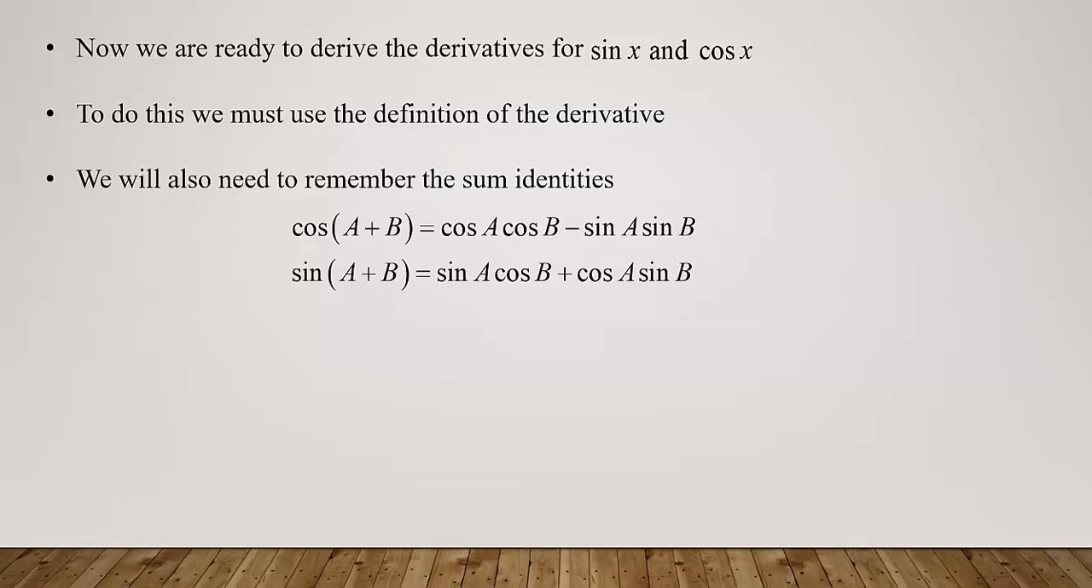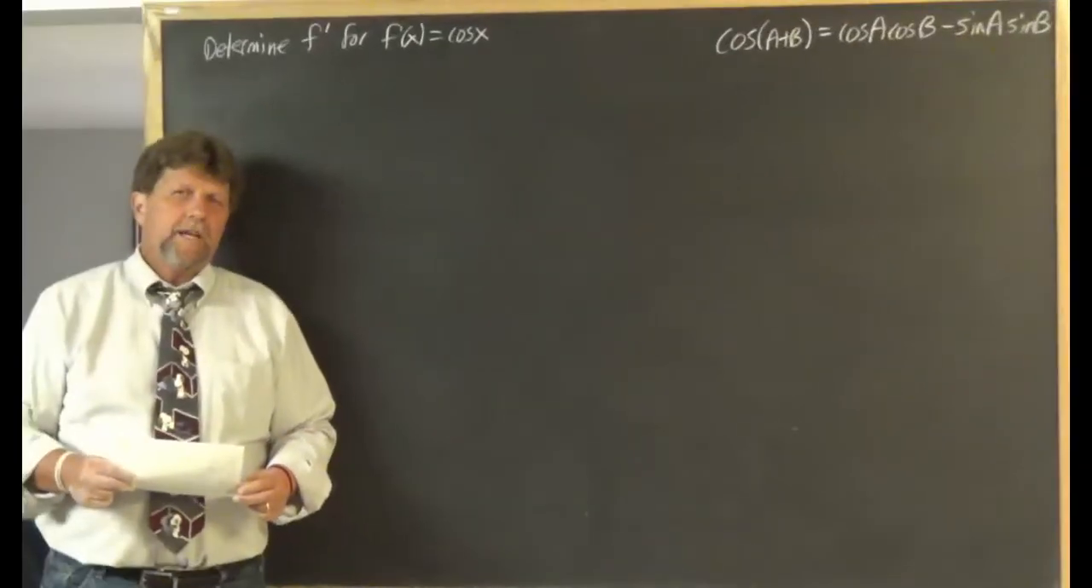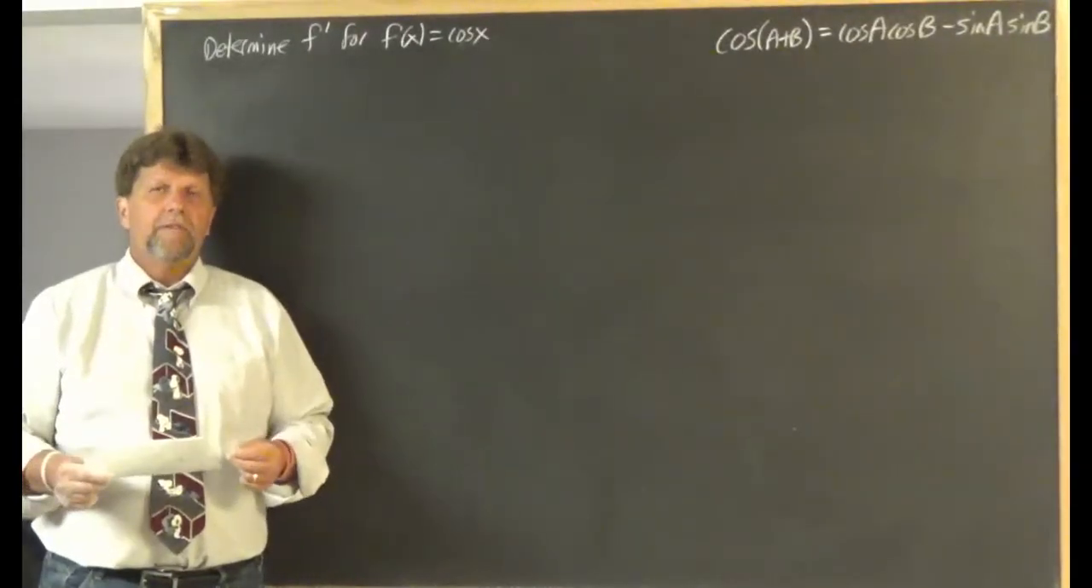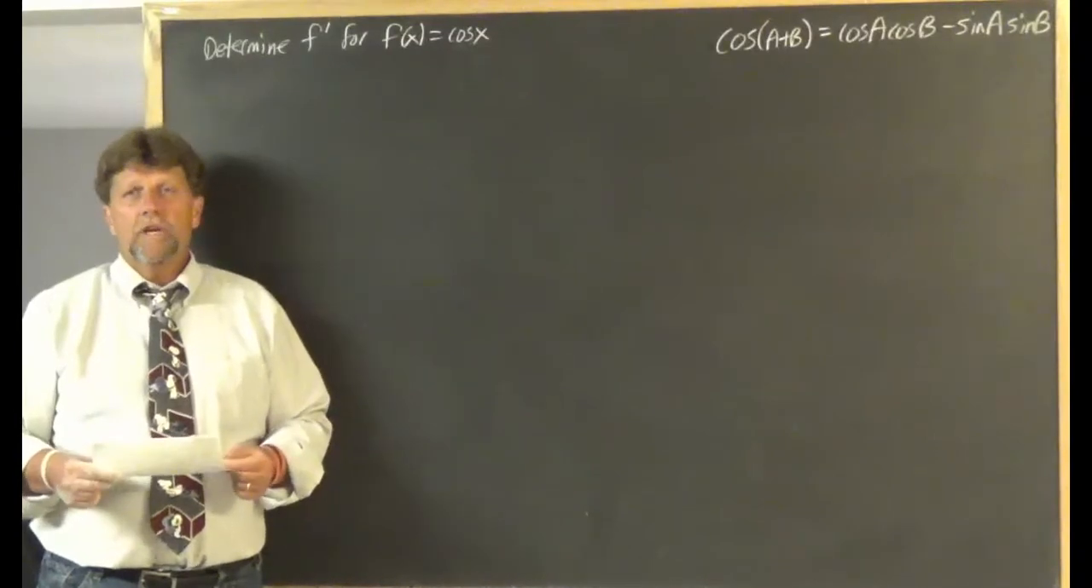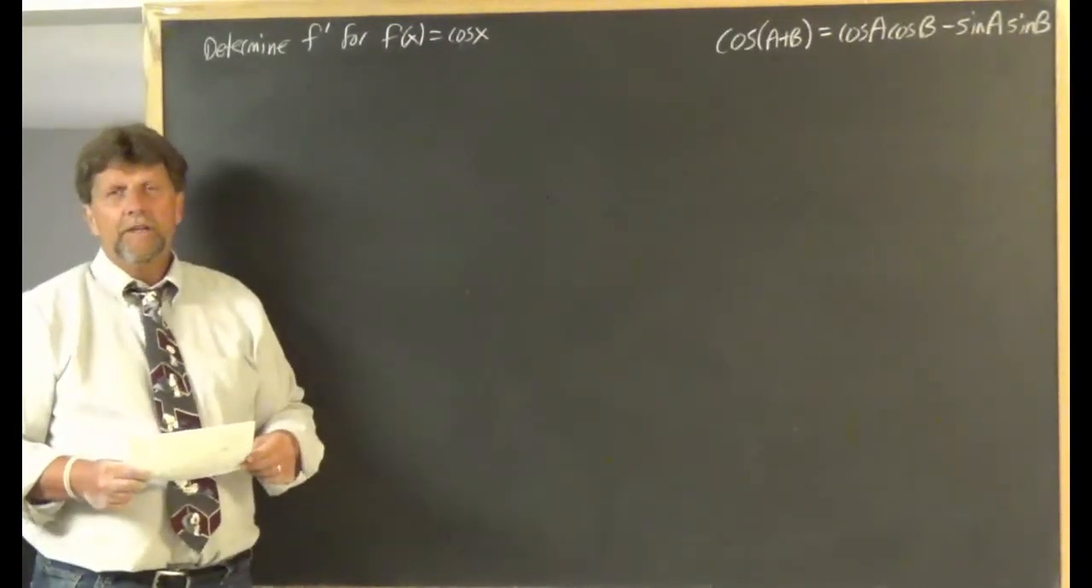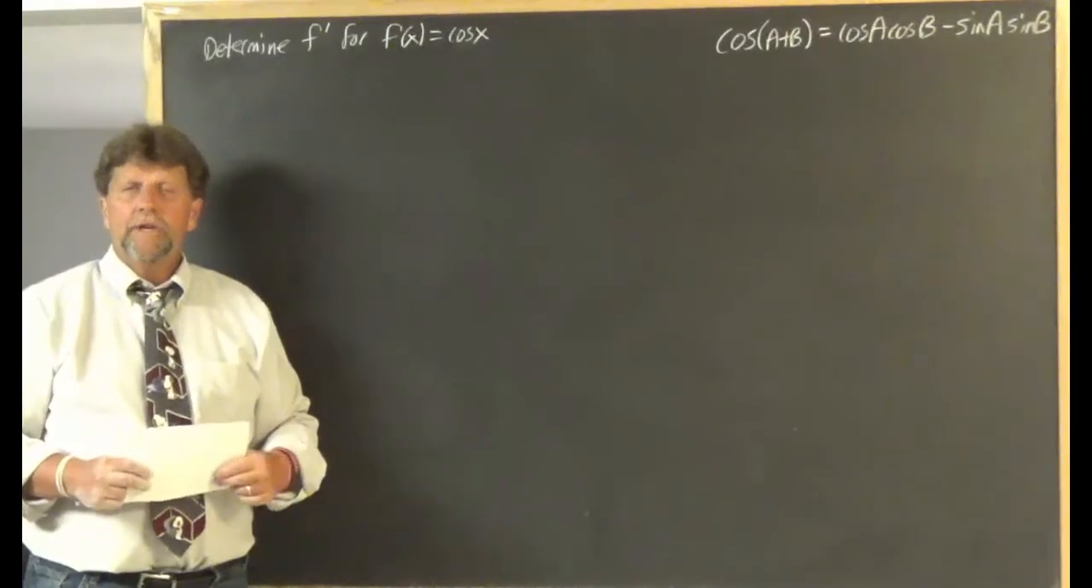And the sine of a plus b equals the sine of a cosine b plus cosine a sine b. So to do this derivation, I am going to head off to the chalkboard and pick one of the two trig functions, sine x or cosine x. We're going to crank it through the definition of the derivative, and we are going to discover what the derivative happens to be. All right, folks, I decided we are going to determine the derivative for f of x equals cosine x. And I'm going to need to remember that identity over there in doing the derivative.